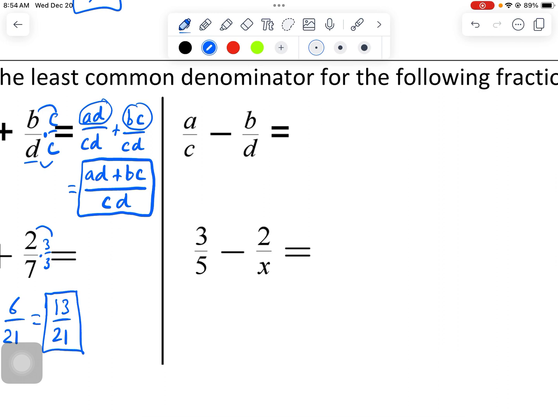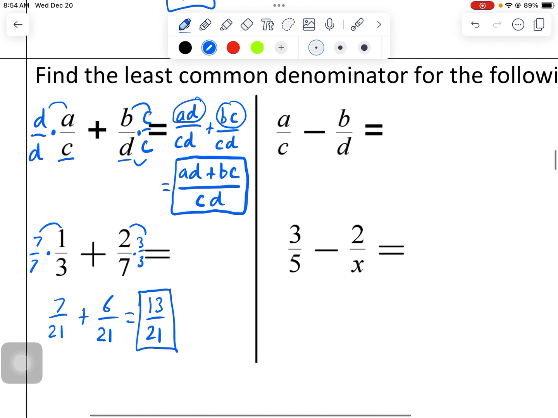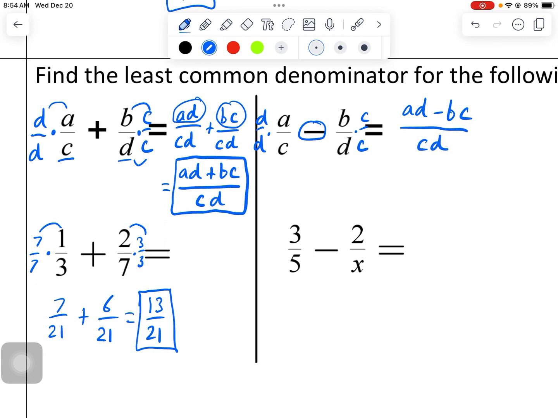Similarly over here, I have AC minus BD. This is kind of the same idea as what we were just doing. The only difference, because we would multiply this by D over D, and this one by C over C, it's basically the exact same problem as what we just saw. It's just with the minus sign. So then our final answer would end up being AD minus BC over CD. I kind of skipped that step in between because the only difference is the minus sign.